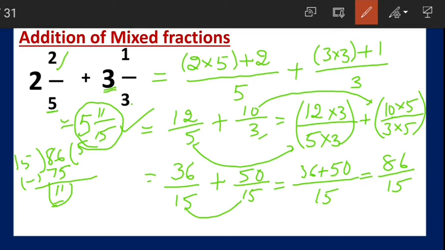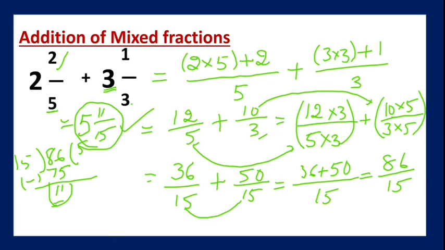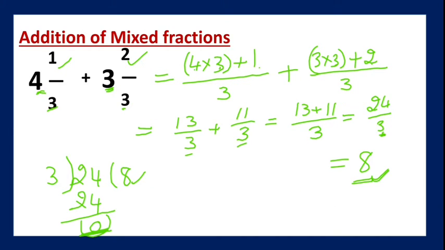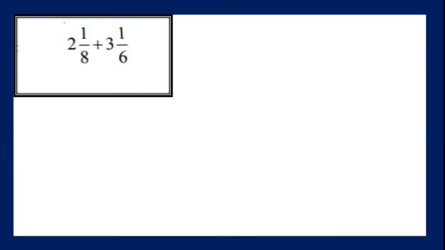Like this we can do the addition of mixed fractions. Two methods are there. First, directly add the wholes and fractions. Second method, just convert into improper fractions and then add them. Okay. Now try to do this problem. 2 by 8 plus 3 1 by 6.